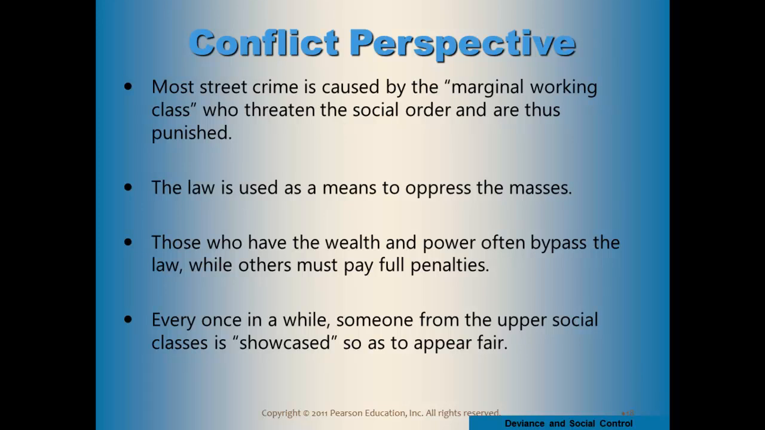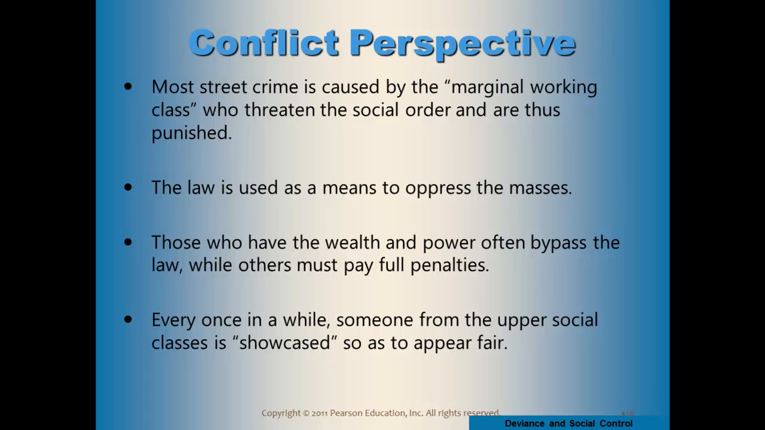Now, there are times when somebody from the upper social classes is showcased, so it appears as though it's fair. Around 2009, 2010, Bernie Madoff, an investments counselor in New York City, was arrested for fraudulently using what was called a Ponzi scheme, taking people's money and investing it in things that didn't really exist, and using the money to invest more money. People lost millions of dollars with that, and I suspect some famous people did too, and that is probably why he got arrested. There was a big deal about that, it was in the news, and he was sentenced to what amounted to probably three lifetimes in prison. So this is what conflict theorists would tell you: this is really for show, just to reassure us that white collar crime is being dealt with as well.